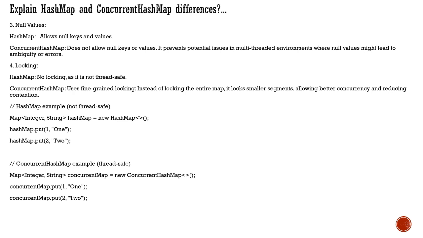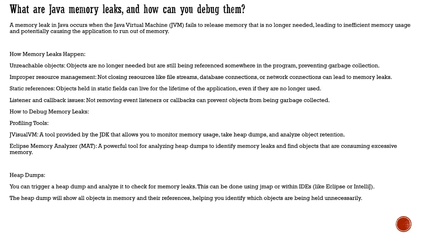Now, locking. When it comes to HashMap, there is no locking as it is not thread safe. But ConcurrentHashMap has fine-grained locking. So I mentioned, instead of locking the whole map, it is going to lock the particular segment, the bucket segment I would say, which has a greater benefit of having concurrency, and it will reduce the contention basically. So this is an example of a HashMap, and then you will see an example of ConcurrentHashMap.